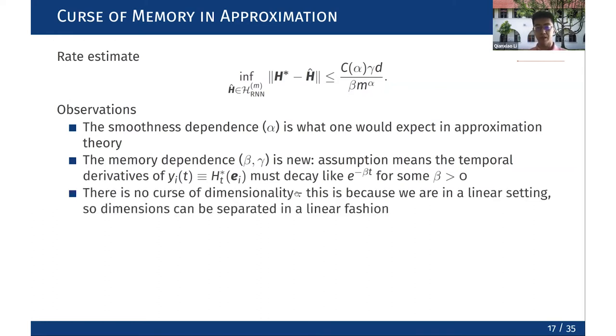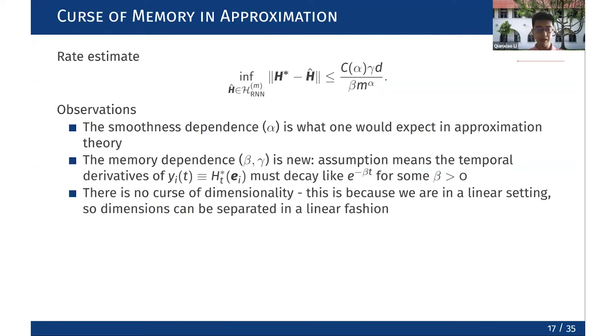There's no curse of dimensionality here, to address the previous question. D enters not in the exponent, but in the numerator. The reason is because this is a linear functional, so we could look at its effect on each of these dimensions separately and add all the errors together. They don't interact with each other. But in nonlinear cases, this is no longer true. So this is why we don't see this curse of dimensionality in the linear case.